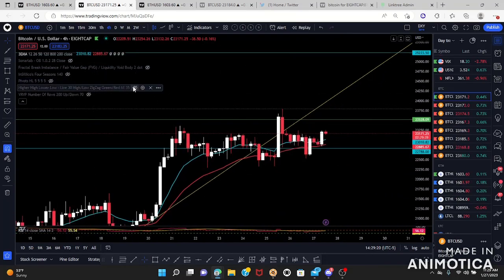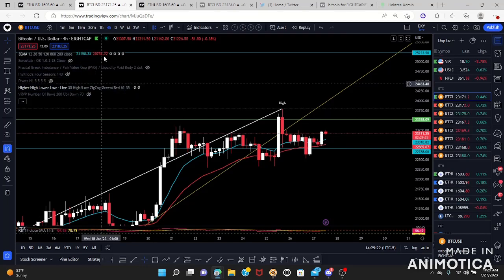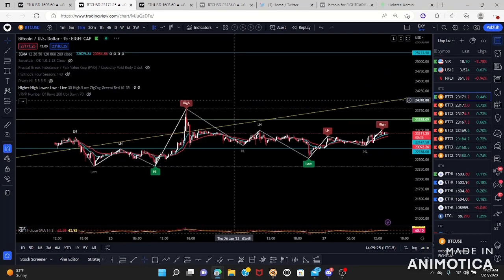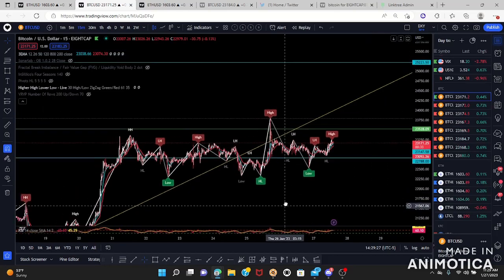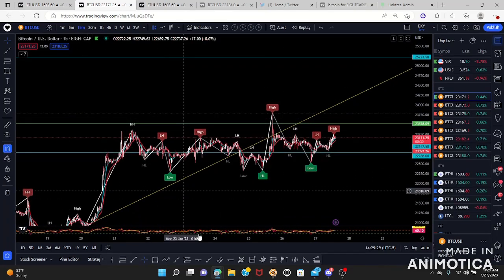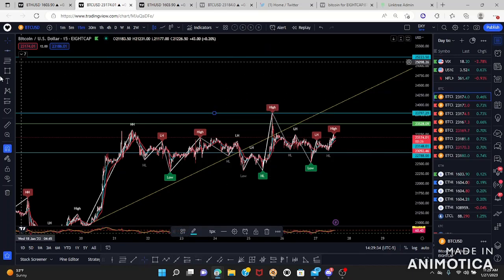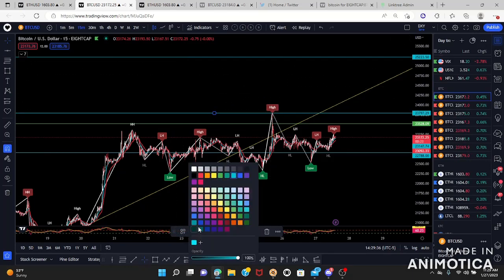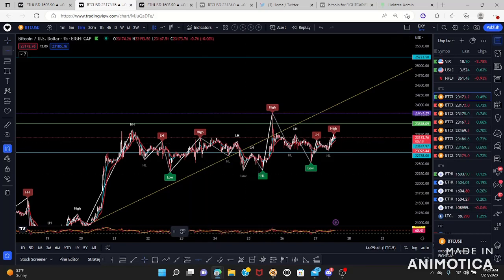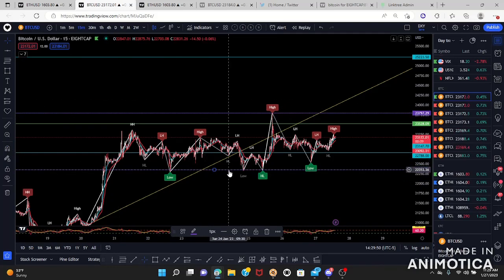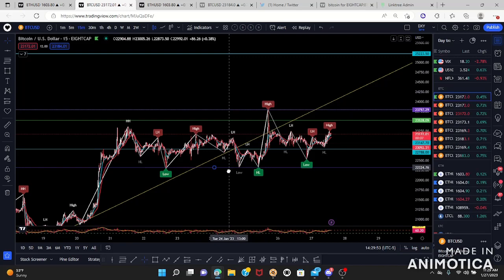So let's just focus on this contraction phase. I like to turn on my pivot highs and lows and move into a smaller time frame. And as you can see here, let's mark our highs and lows of this contraction phase. We have our highs here. Let me change color because I already used blue. Let's go ahead and use purple because that's cute. And then we have our lows here. So this is our range.